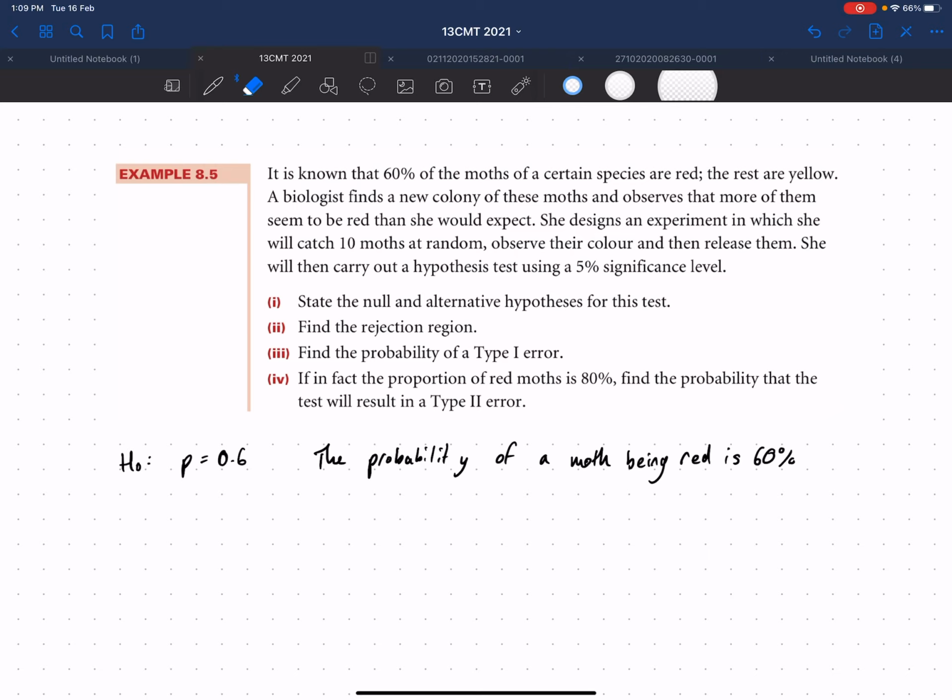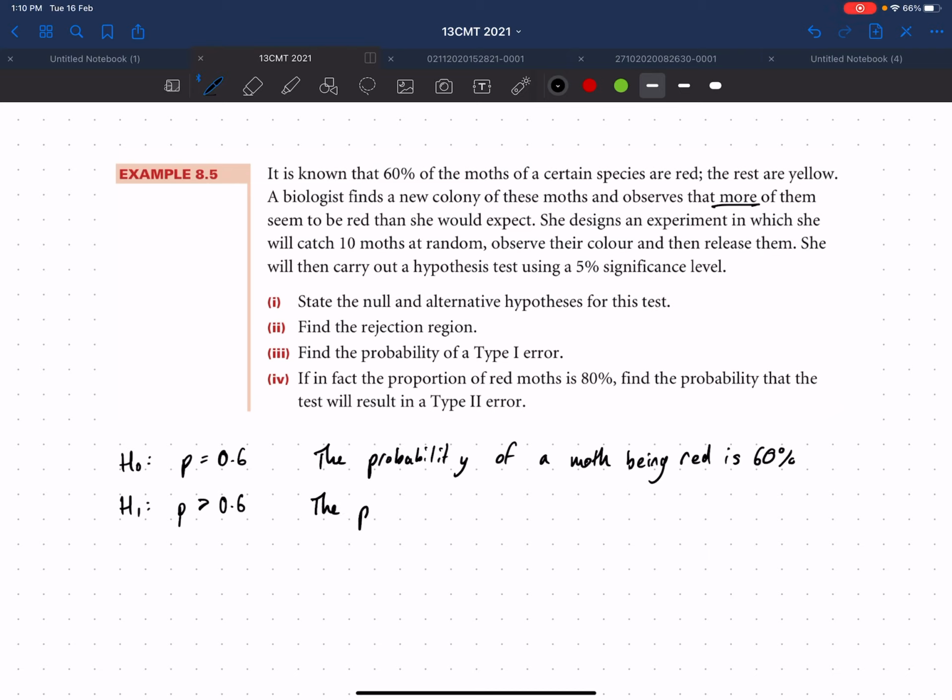H1. So with H1 we need to decide if this is a one-tailed or two-tailed test. So was there ambiguity or was there direction? Because she said it was more than she would expect, there is a direction to this. So we're looking at just the greater side. There's not the ambiguity of, oh, there's not quite the same number of red moths as she would expect, you know, neither less nor more, but there's a direction here. So we're going to do probability is greater than 0.6 because more.